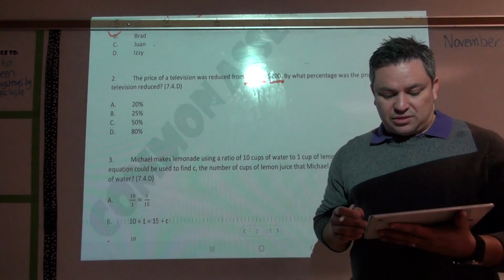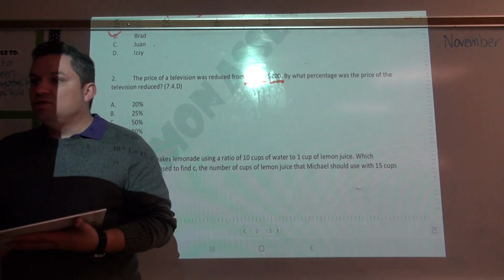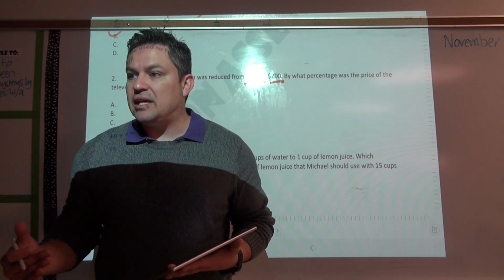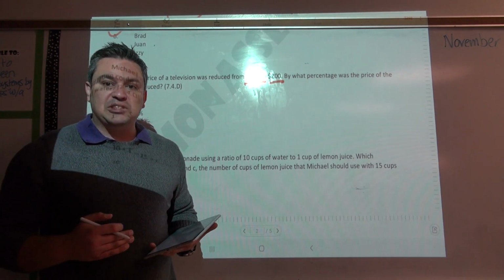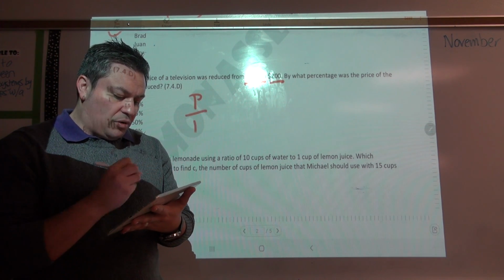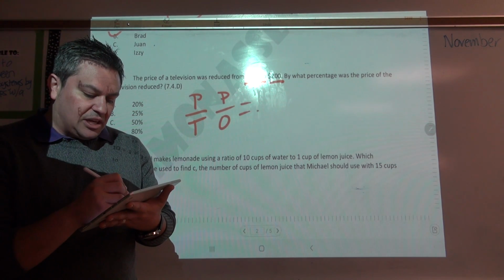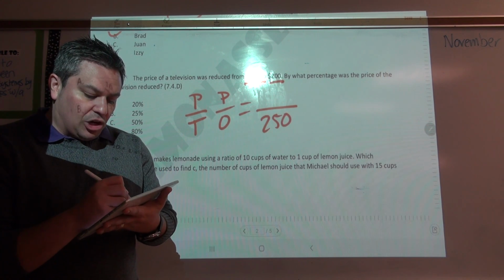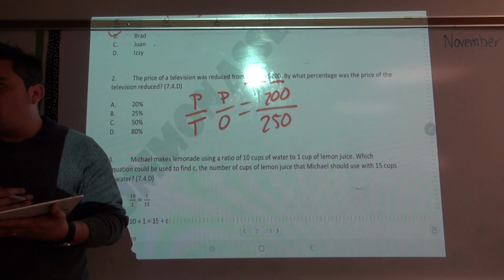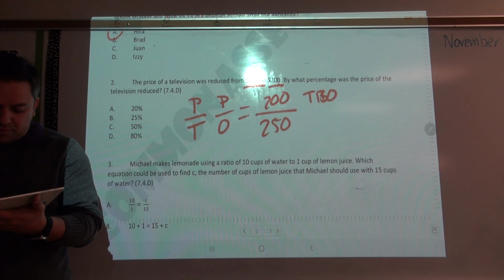$250 to $200. By what percent was the price of the television reduced? So this one was a markdown, but we have to work it backwards to find the percentage because they didn't give us the percentage this time. They gave us the two amounts. So I know this is part over total or part over original, okay? My original is the initial amount, and the other one is right there, 200. So it's 200 over 250. So all you have to do was TIVO, top in, bottom out.